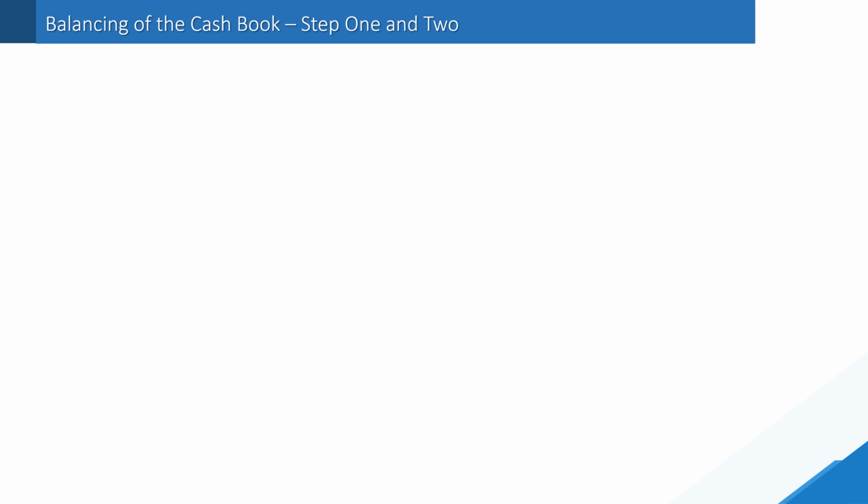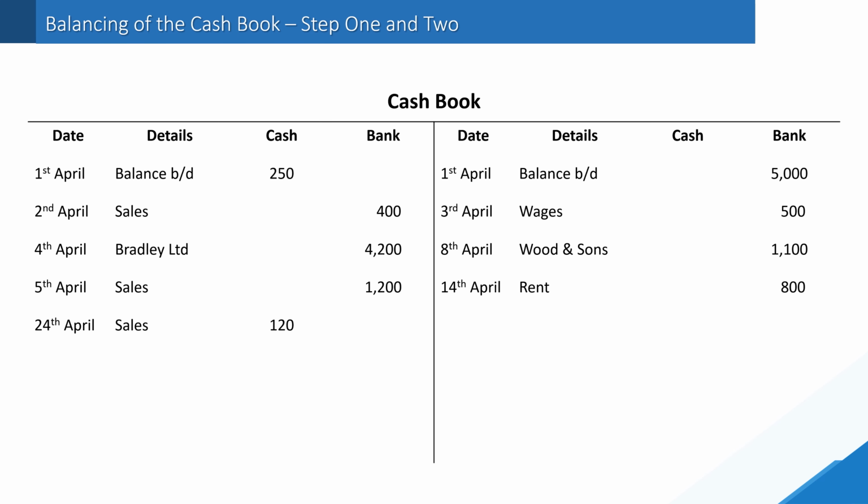We've looked at those 5 steps, but it's far easier to actually see them in practice. So let's show you now step 1 and step 2. This is the cash book that we've previously reviewed, and we've looked at the entries and we've understood why transactions appear on the debit side and why transactions are on the credit. Let's do step 1. Step 1 says that we add up the debit and the credit side for the cash and the bank columns. So let's get some subtotals.